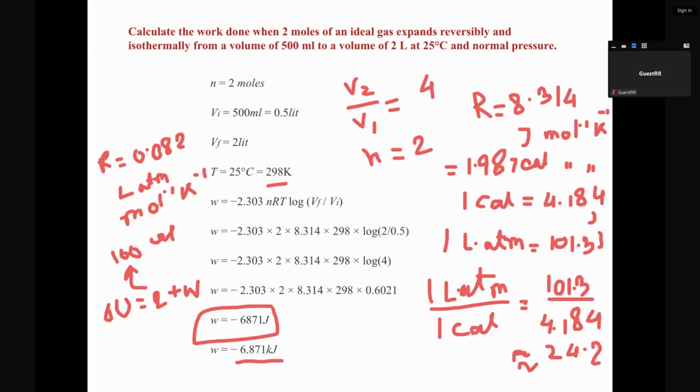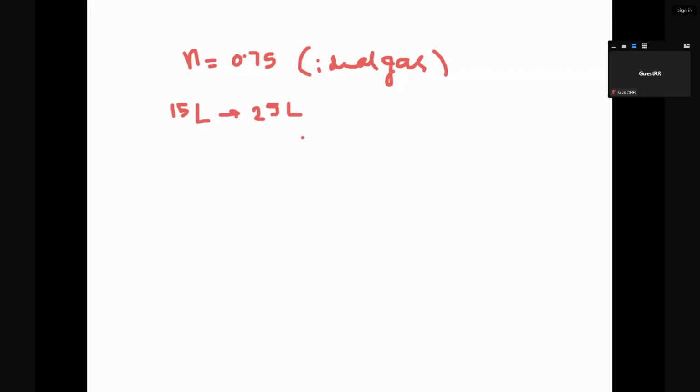So I guess here there is an easy understanding of the work done of the system. Here I have also come up with another example for your understanding of this numerical. We have to get the work done for n equal to 0.75 moles of an ideal gas. It is an isothermal expansion, and the volume of the gas expands from 15 liters to 25 liters. The process is reversible at 27 degrees Celsius, so the capital T will be 300 Kelvin.